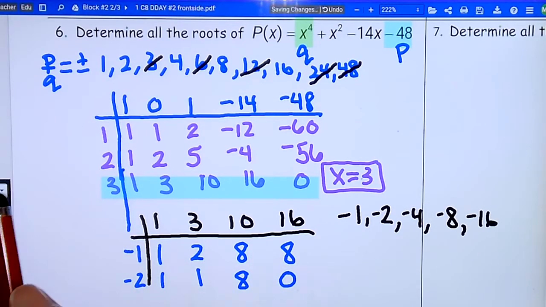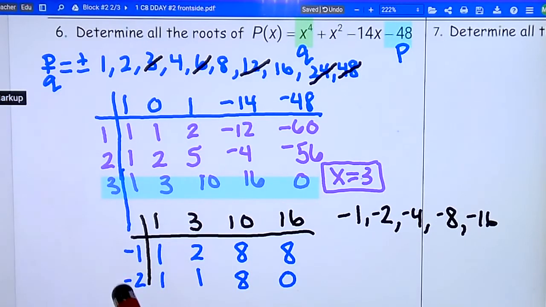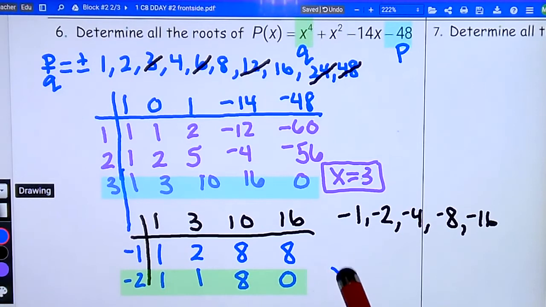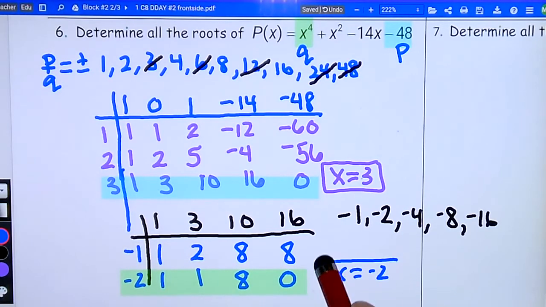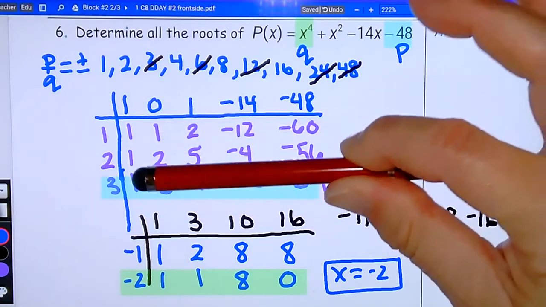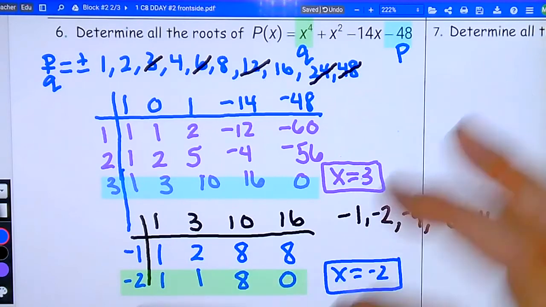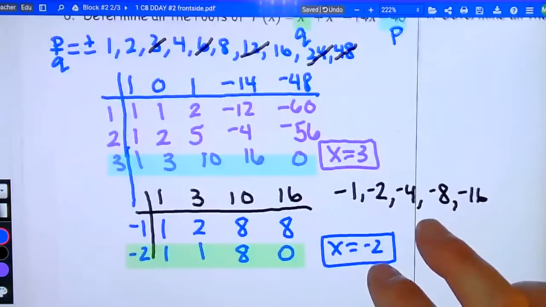So I found another answer, another 0 right here. So I know x equal negative 2 is an answer. And again, started with a 4. This is now a 3. Took that 3. Now I'm down to a 2. So this is a quadratic.